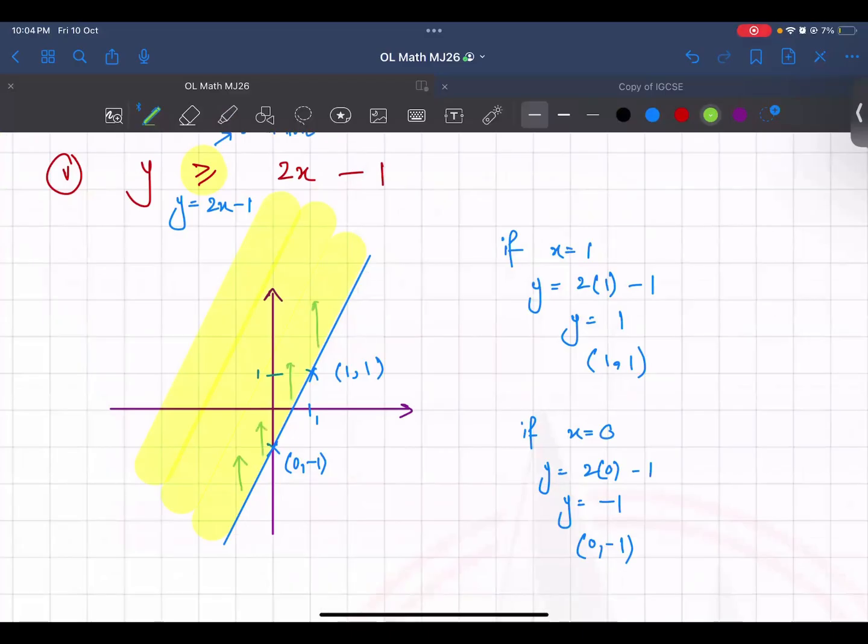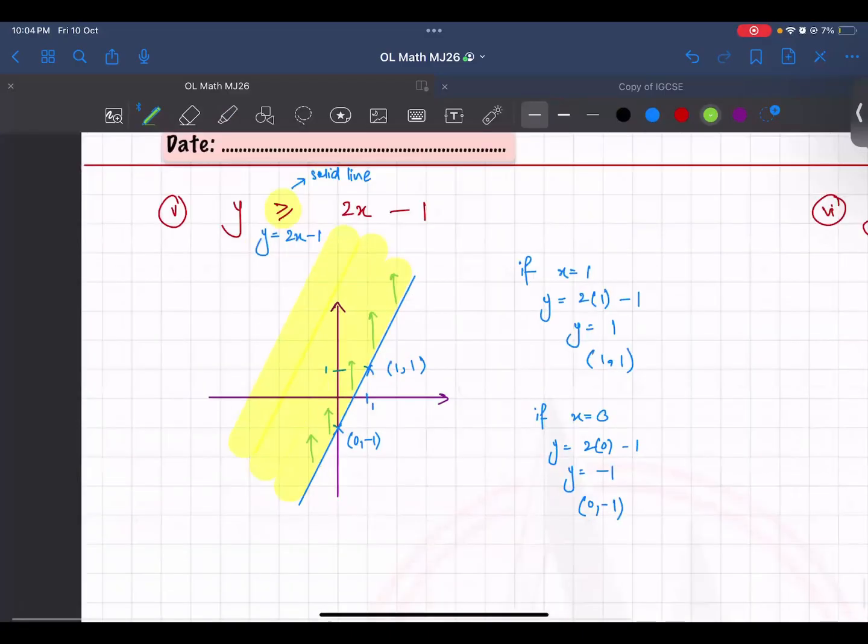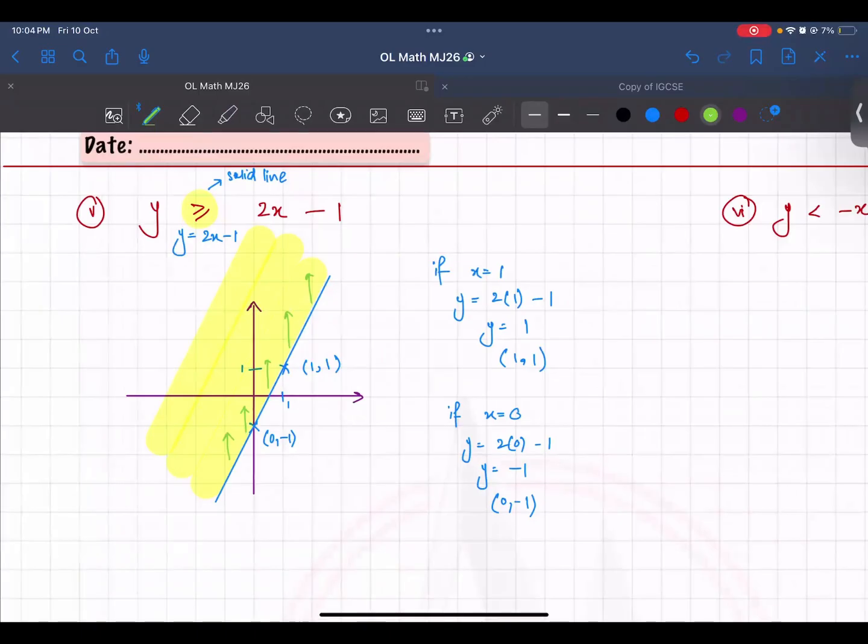So how will you know whether to shade above or below? You see the inequality sign. I told you if the line is a slant line, like this, then if it is greater than, you would shade the part which is above the line. Okay, sir.